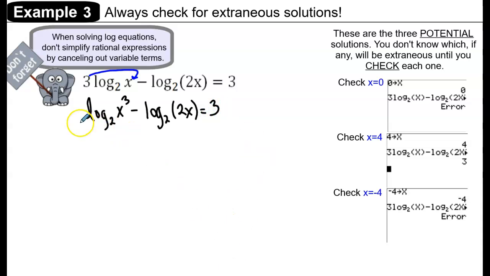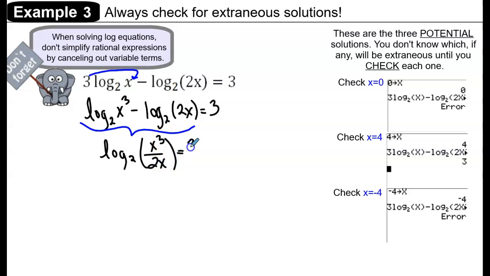Okay, then we can use the quotient property to condense into a single log base 2 of x cubed divided by 2x, and that's equal to 3. Okay, then we're going to exponentiate both sides with this base of 2, and we have x cubed divided by 2x is equal to 2 to the third power, which is 8.